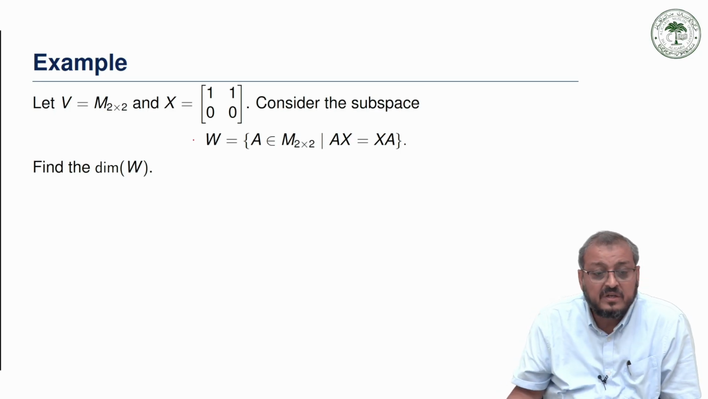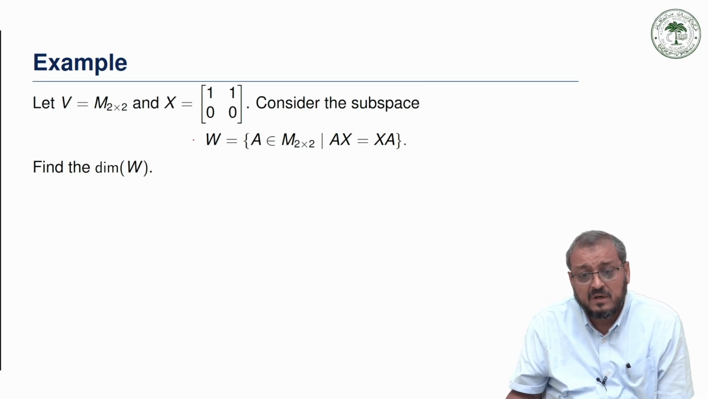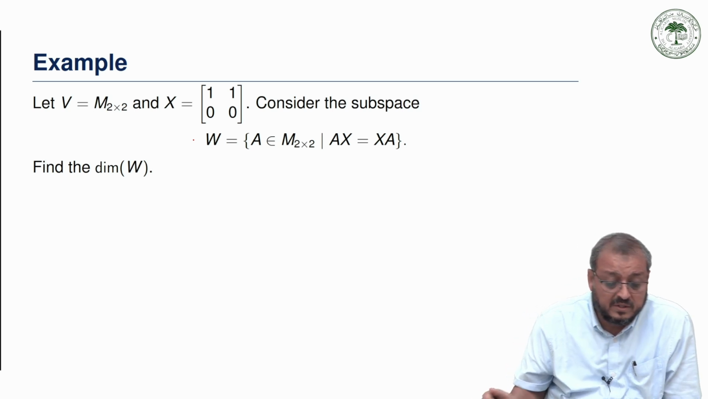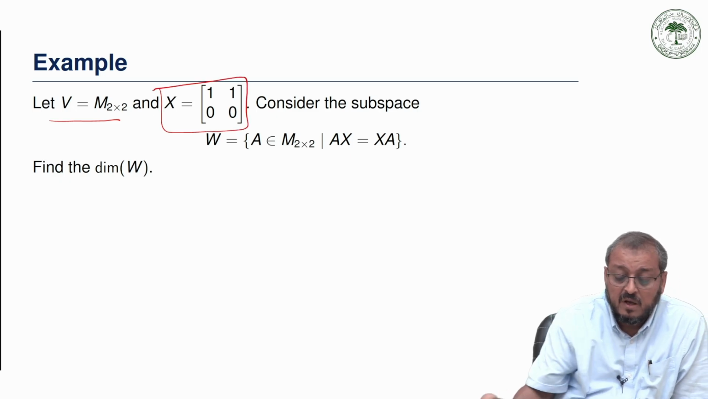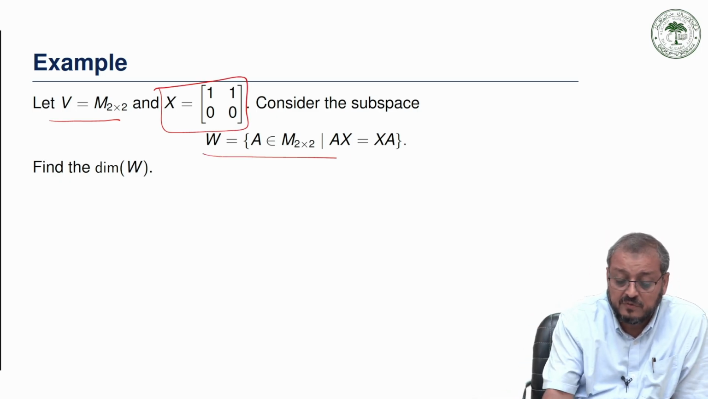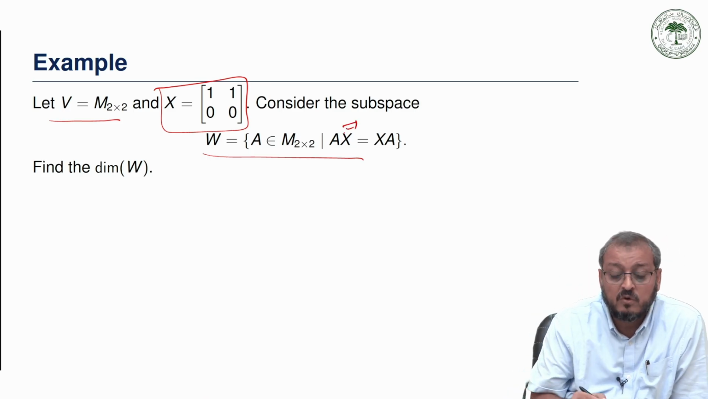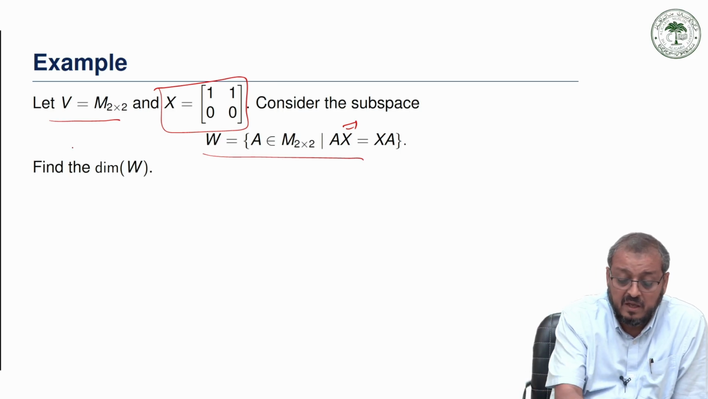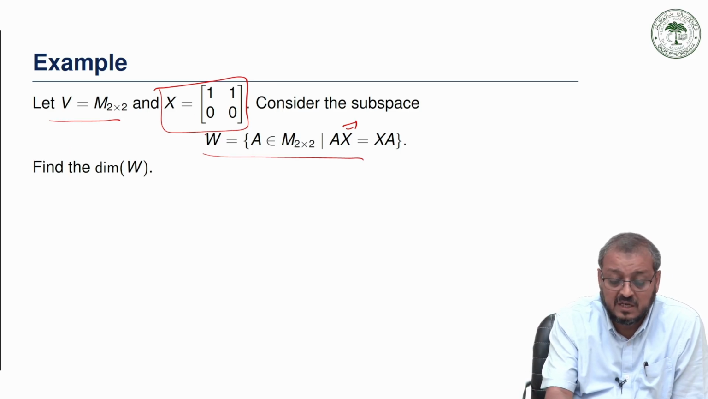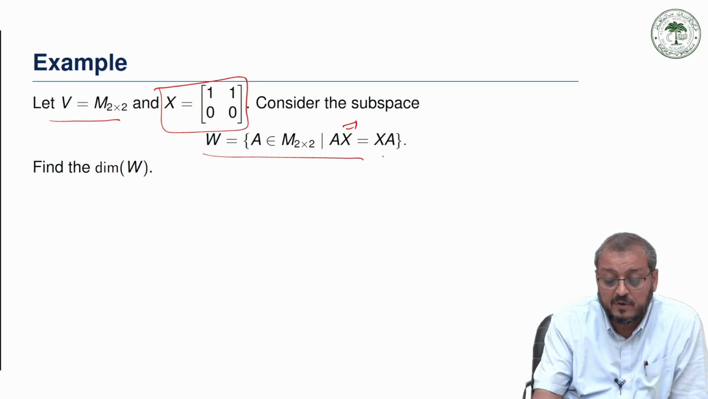Now we try some different types of examples and try to find the dimension. We have M 2 by 2 matrices, and X we choose is a matrix of this form. Now consider a subspace of this. First we check whether this is a subspace or not. Clearly, the zero matrix is always there, since 0X is equal to X0. So there is no problem.